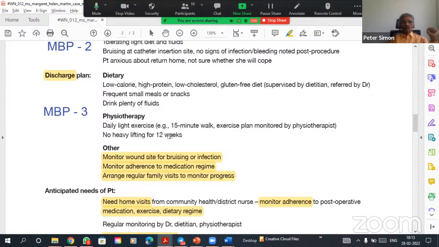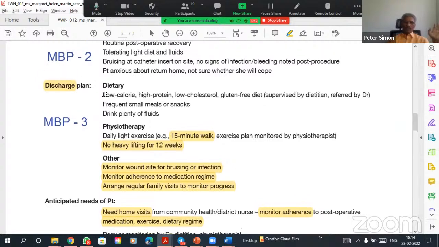Next one, exercise is already there. No heavy lifting for 12 weeks. See here. Avoiding lifting heavy objects is recommended. Regular 15-minute walk every day, monitored by a physiotherapist. Exercise plan, everything is advised, suggested, or recommended, something like that. And dietary, all these things are already there.